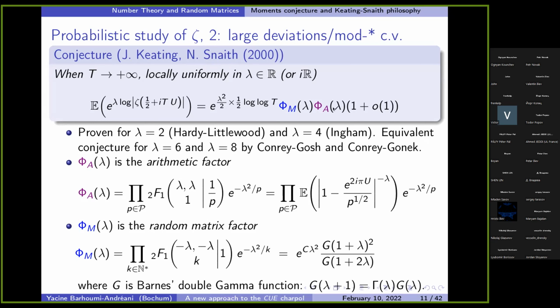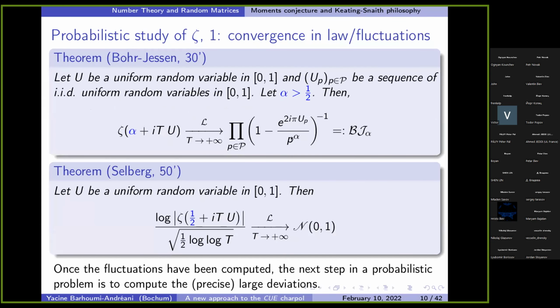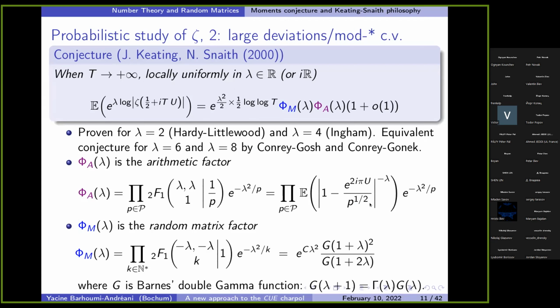And so you see, you have two terms at the limit. You have phi a, which is called the arithmetic factor, a product of 2F1 functions. And in fact, this is the renormalized Laplace transform of the Bohr-Jessen random variable at 1/2. You need to have a correction in exponential of minus lambda squared over p, but otherwise this is the Laplace transform of this Bohr-Jessen random variable. You have p to the power alpha for alpha equal to 1/2. And then you have a correction, and this is the correction that no one was able to find.